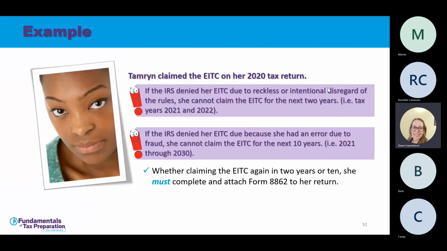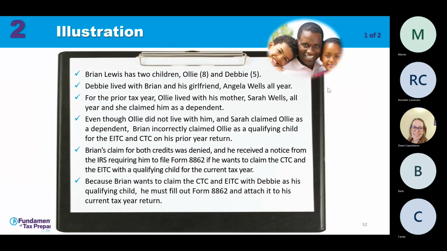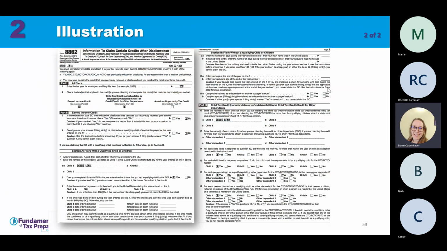Okay, here's an example. The IRS denied Tamron her earned income credit due to reckless or intentional disregard of the rules. So again, she can't claim it for the next 2 years. And if they had denied it because she had been fraudulently filing it, like she made up income to qualify for it, then she can't file for 10 years. So it'd be 2022 through 2031. Okay, so this is what the form looks like. Again, the computer creates this form for us. We just want you to be aware of what it looks like.